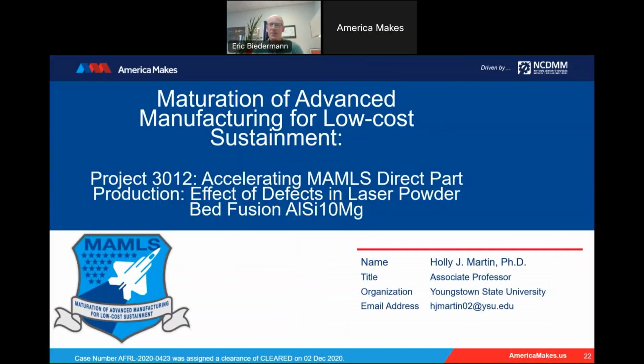Next, I'll highlight some examples from a project we performed within the America Makes realm. This is a project that was led by Holly Martin from Youngstown State University. It was looking at effects of defects in powder bed fusion components. And this was part of the Maturation of Advanced Manufacturing for Low-Cost Sustainment, or MAMLS project.